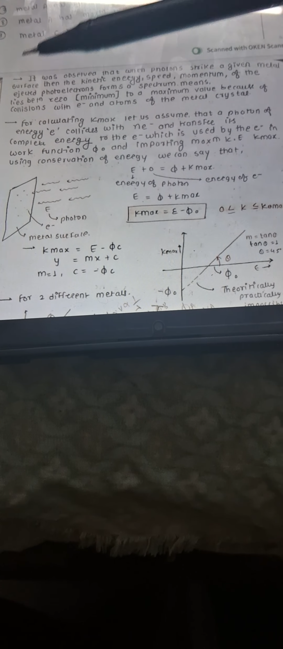Now there is a question that all the photoelectrons emitted have a spectrum of the speed and kinetic energy, and the kinetic energy of the photoelectrons emitted lies between 0 to a maximum value, which we call as the Kmax.